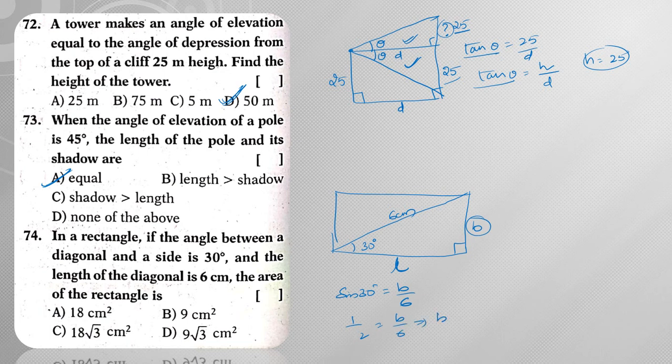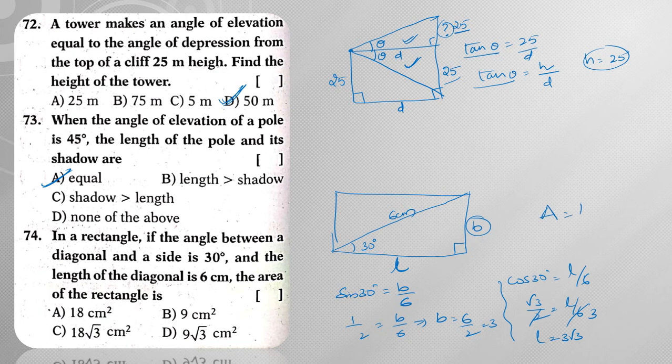So from this, b is equal to 6 by 2, which is equal to 3. The same way, cos 30 degrees. If I apply cos 30 degrees, this is nothing but L by 6. Root 3 by 2 is equal to L by 6. In 2 tables, this goes 3 times. So when I do cross multiplication, L is equal to 3 times root 3.